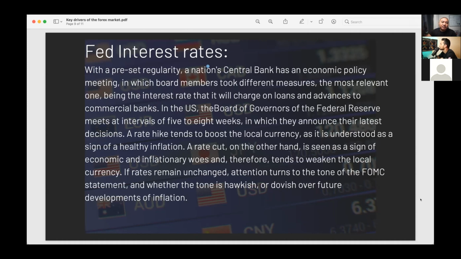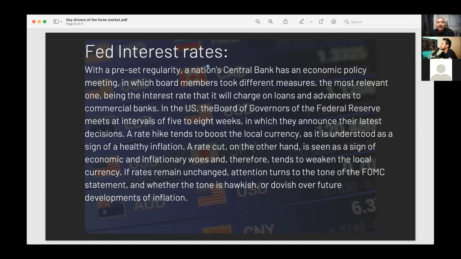Yeah, we're gonna bring interest rates down to like 2-3% because we want to stimulate more market movement. We want consumers to be confident. We want them to get more loans. They're kind of just moving the money, right? And so that's kind of how this interest rate plays out. And so they meet in intervals of 5 to 8 weeks, in which they announce their latest decision.